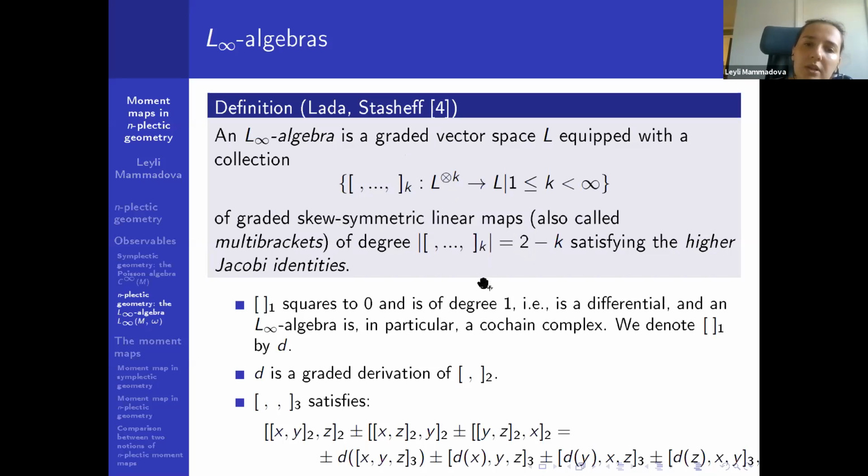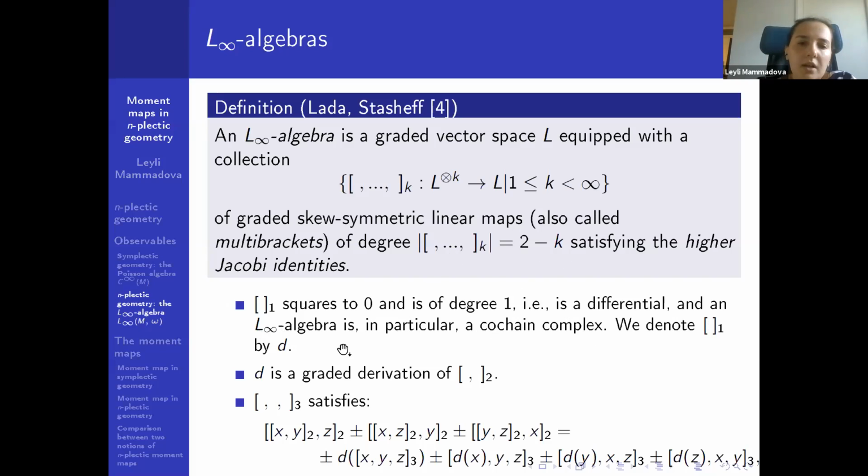And they are required to satisfy so-called higher Jacobi identities. I did not put them here because they are enormous, and maybe they're not immediately telling you very much. But I will decode the first 3 of those higher Jacobi identities. The first one tells you that your first map squares to 0, and we already said that it was of degree 1, so it's a differential, and thus an L-infinity algebra is in particular also a cochain complex. From now on, because this is a differential, we will just denote this first map by D.